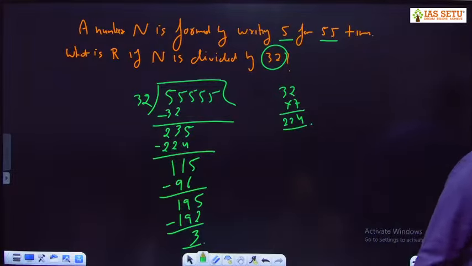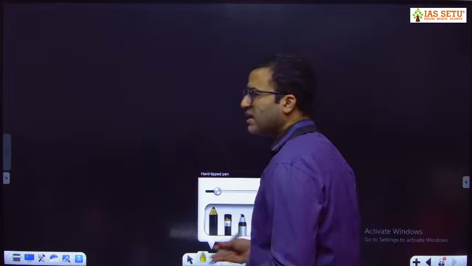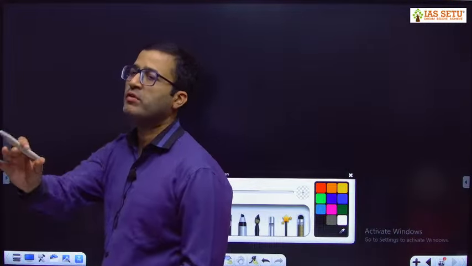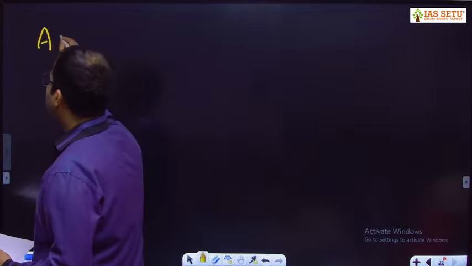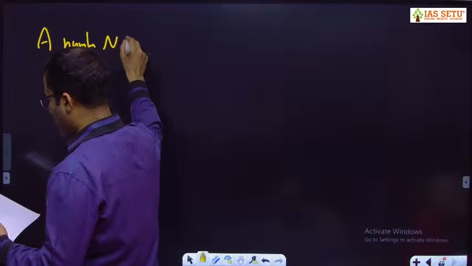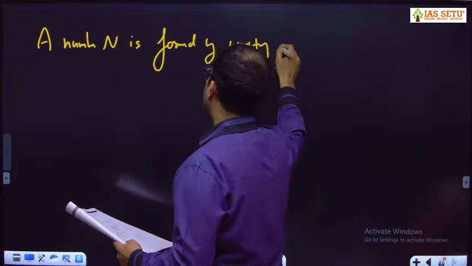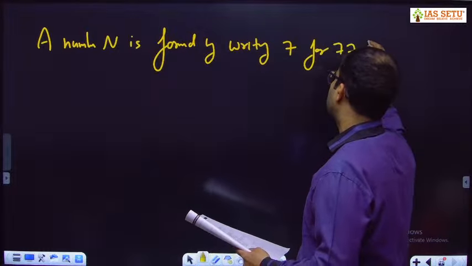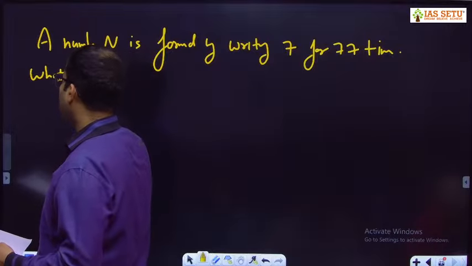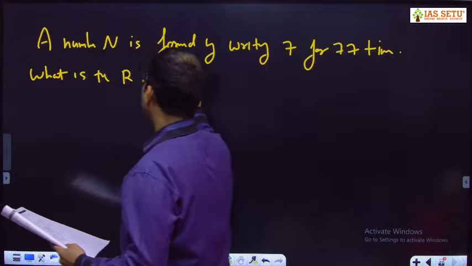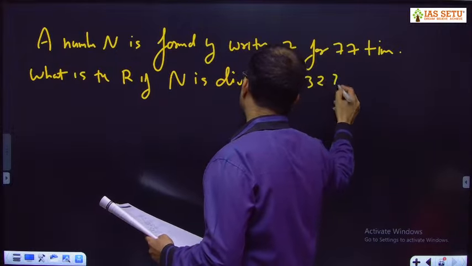Try one more question, because half of it gets right even by guessing. But since I'm not giving answer options and you are getting answer 3, it means you have understood the concept. Guessing works with answer options, without answer options guessing doesn't work. But still try. A number n is formed by writing 7 for 77 times. What is the remainder if n is divided by 32?